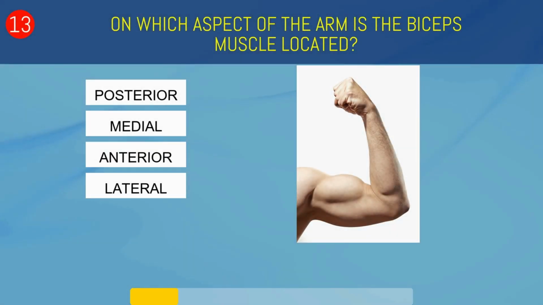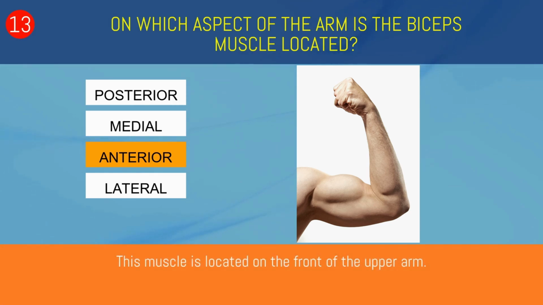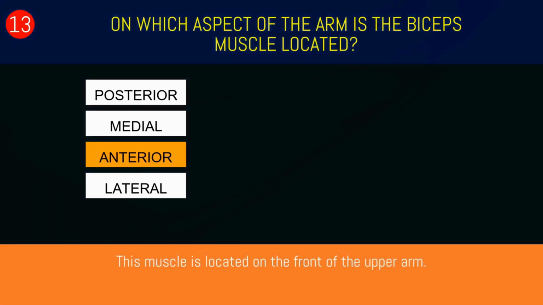On which aspect of the arm is the biceps muscle located? Posterior, medial, anterior, or lateral? Anterior. This muscle is located on the front of the upper arm.